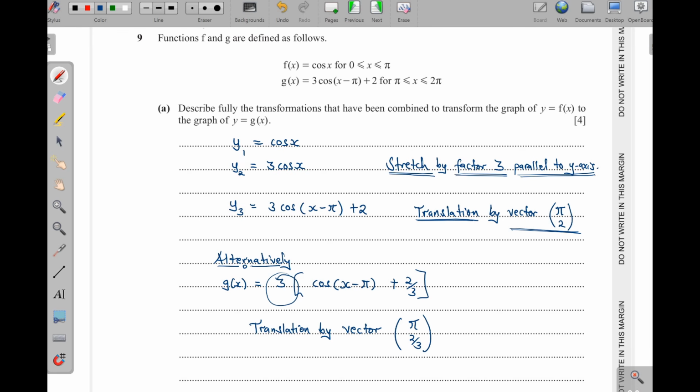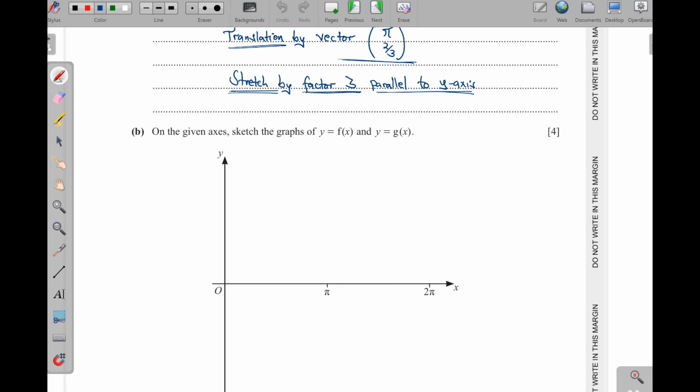And then the stretch comes after, because it multiplies everything in here. Then we say stretch by factor 3, parallel to y axis. So you can have this one first, and then next you have this one. So that is that. Part B, on the y-axis, sketch the graphs of y is equal to f of x, and then y is equal to g of x.